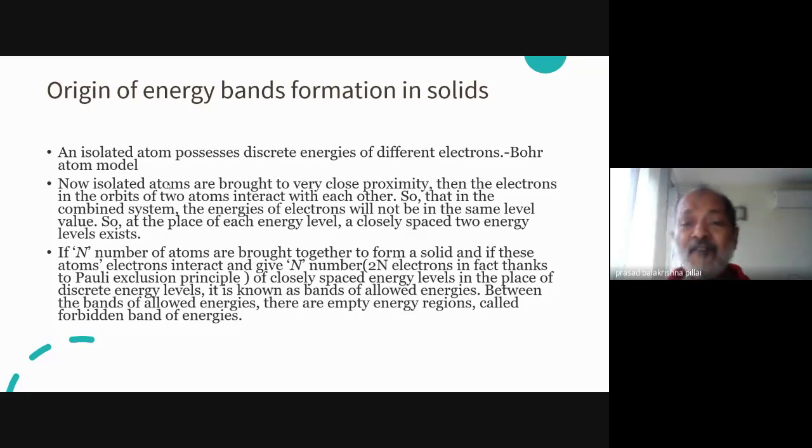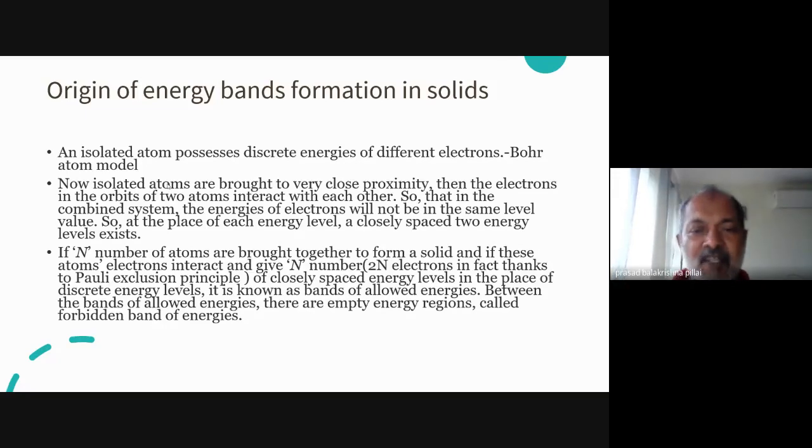So when we have two atoms close, then we will see that the energy of the individual electrons will be changed, because naturally the Coulomb interaction changes; intuitively you can see that. So you will have very closely spaced energy levels. So in a solid, what happens is you have a large number of atoms.